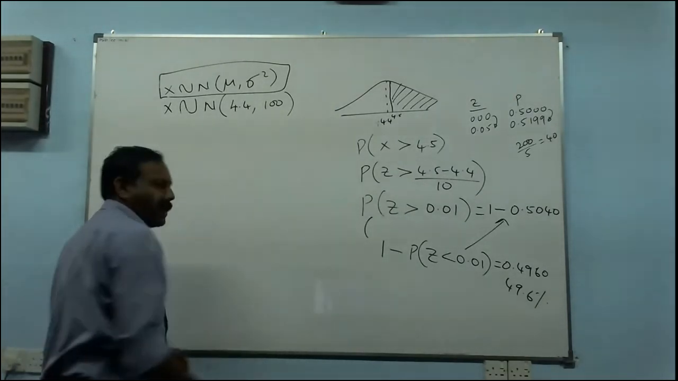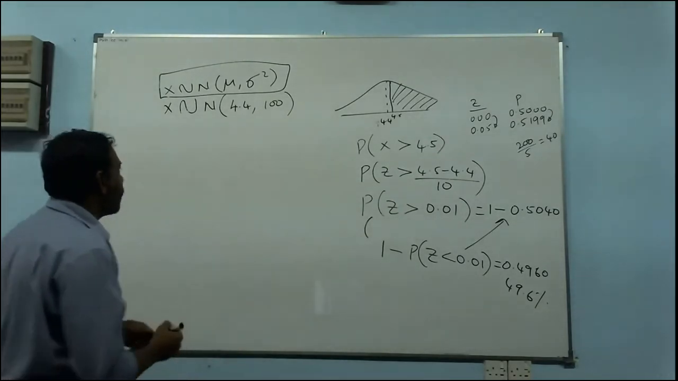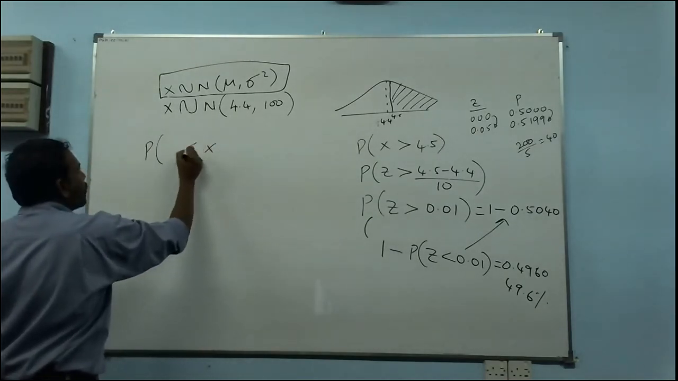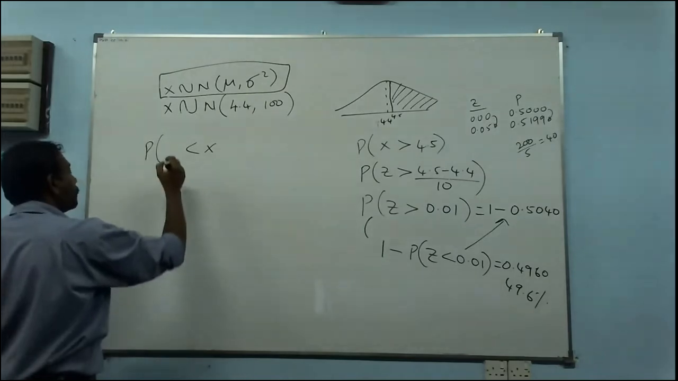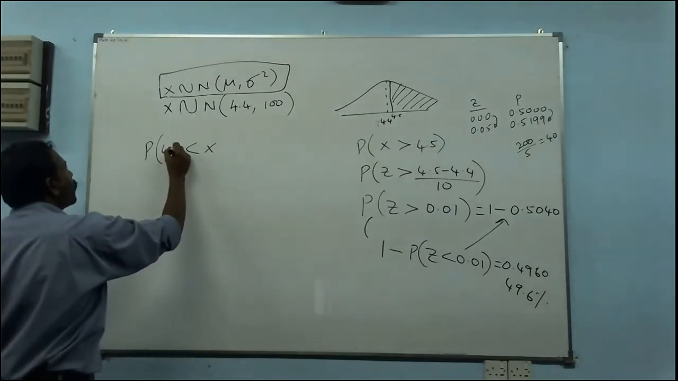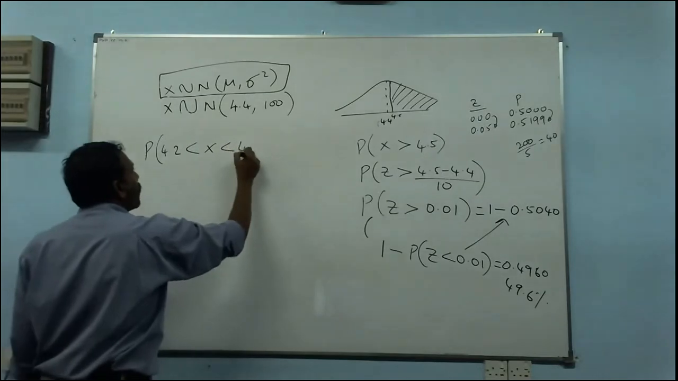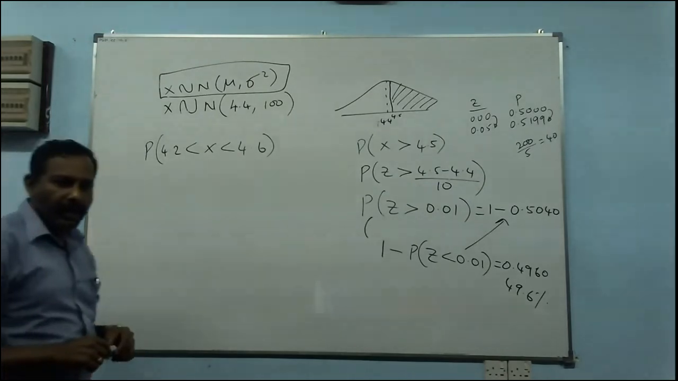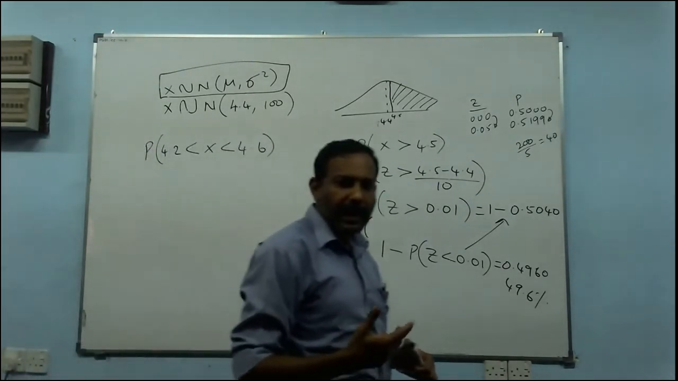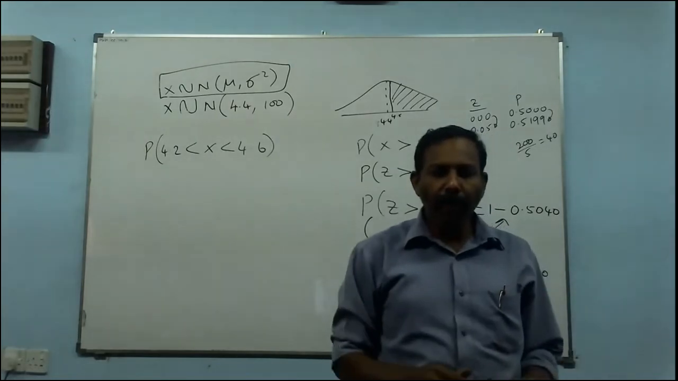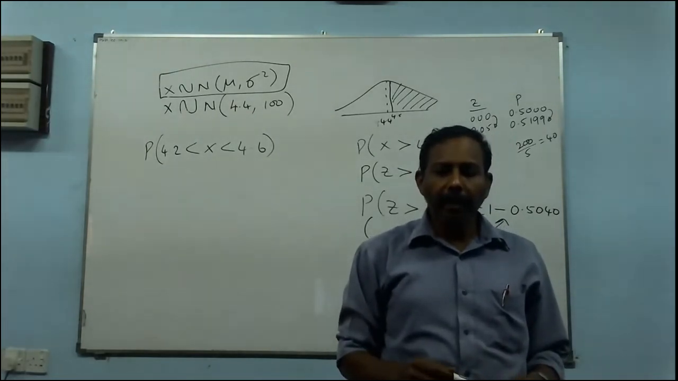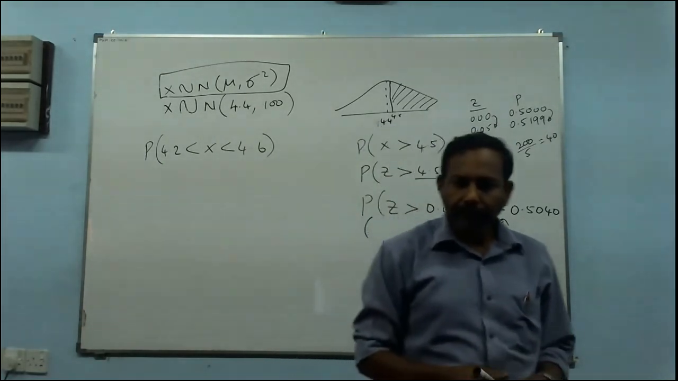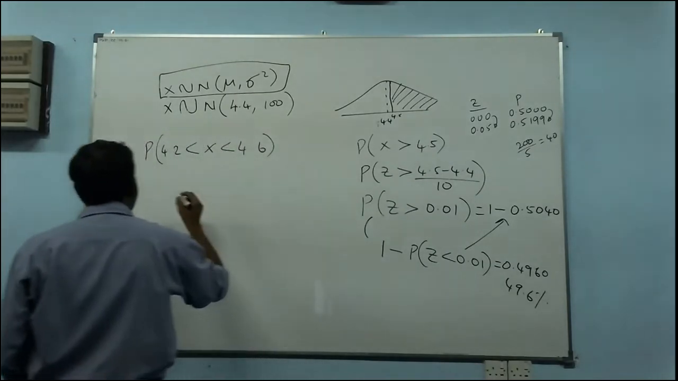Right. Now, using the same example, find out the probability of X in between 4.2 and 4.6. Find out the probability of farmers. What is the proportion of farmers having yield in between 4.2 and 4.6 metric tons per hectare? Find out the value. So this we can convert it directly.